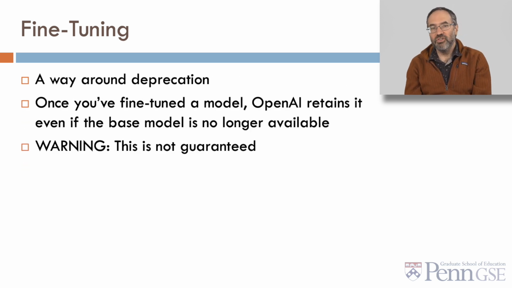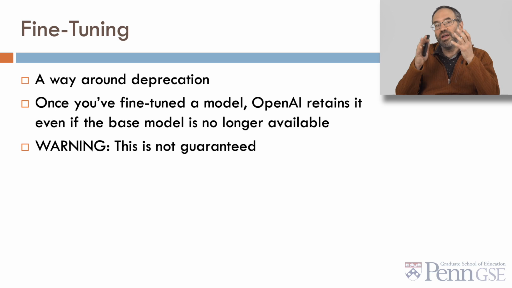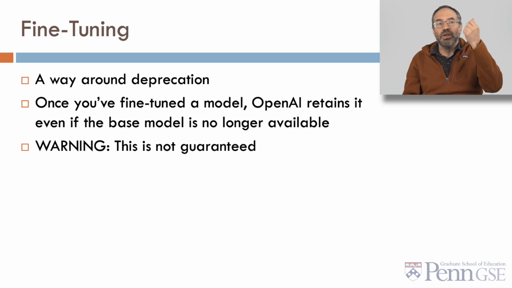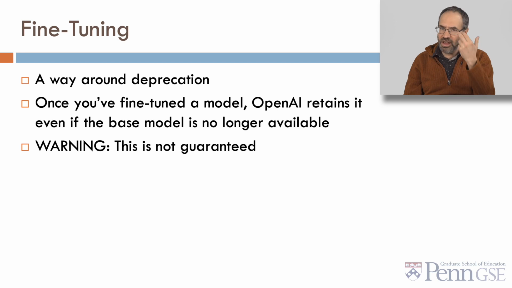We've also learned that fine-tuning is a method of getting around deprecation. Once you fine-tune a model, OpenAI retains it even if the base model is no longer available. But warning, OpenAI has not permanently guaranteed this. So if you fine-tune a model and OpenAI later deprecates it, I'm really sorry, don't blame me. Keep in mind that nothing with these vendors is completely guaranteed. I mean, goodness, in the time since large language models first came out as chatbots, 18 months ago at the time I'm speaking right now, there have already been vendors who've completely disappeared.